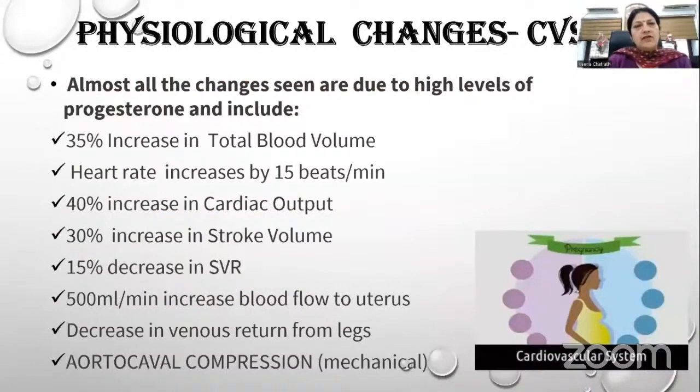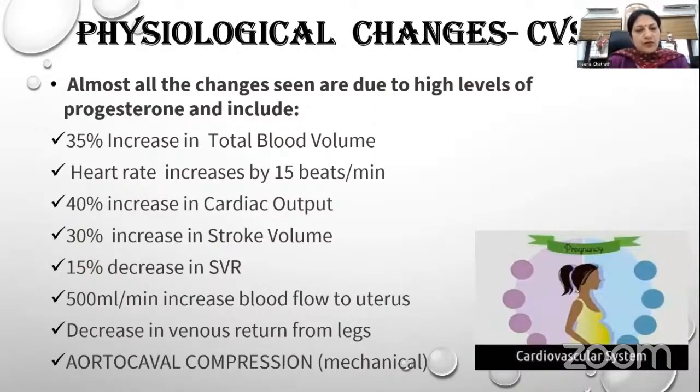So I will be giving you some overview of the major physiological changes that occur in pregnancy. Almost all the changes seen are due to the high levels of progesterone, and they include 35% increase in total blood volume, 40% increase in the cardiac output that occurs due to increase in the stroke volume and increase in heart rate, which increases by 15 beats per minute. There is decrease in systemic vascular resistance, and that occurs in the second trimester.